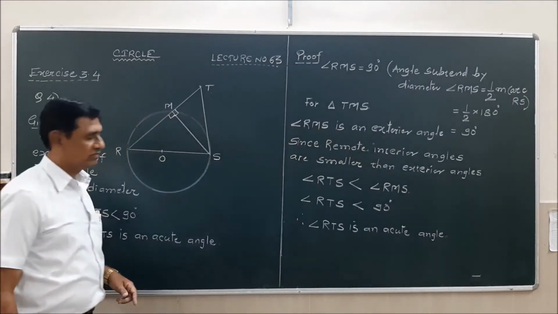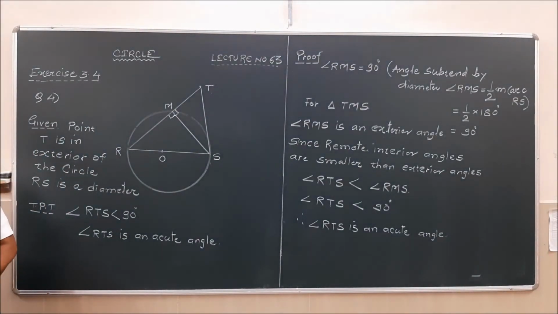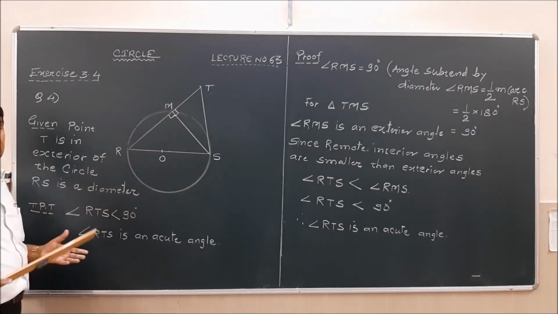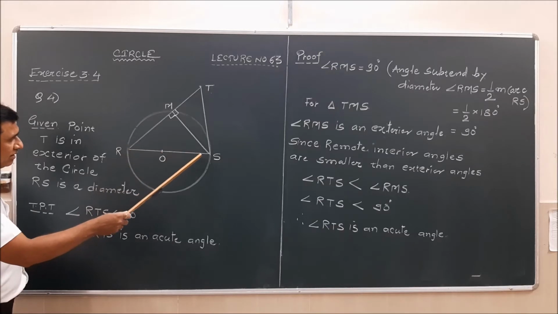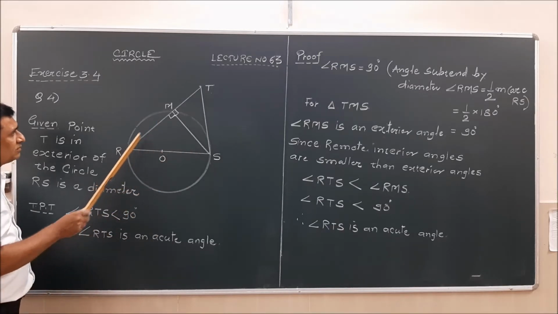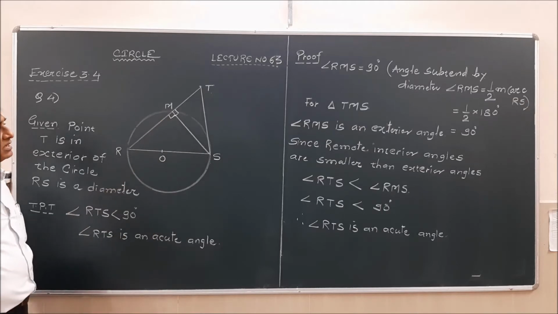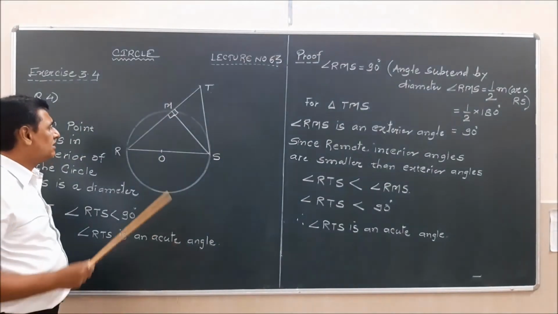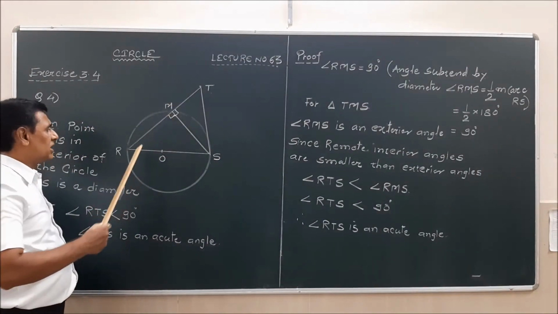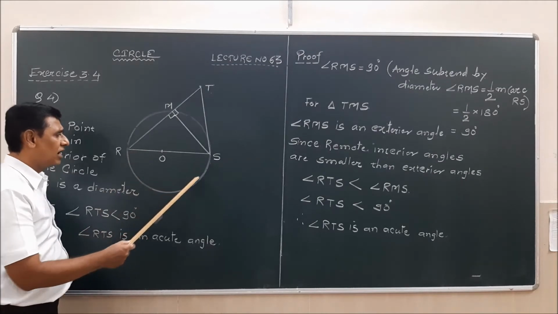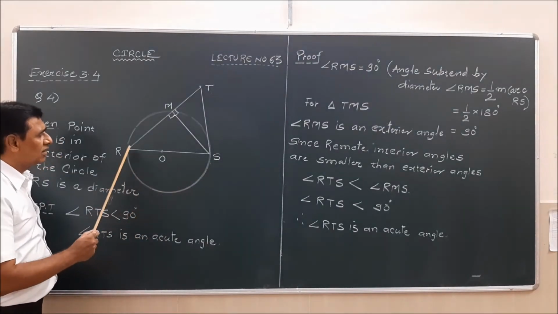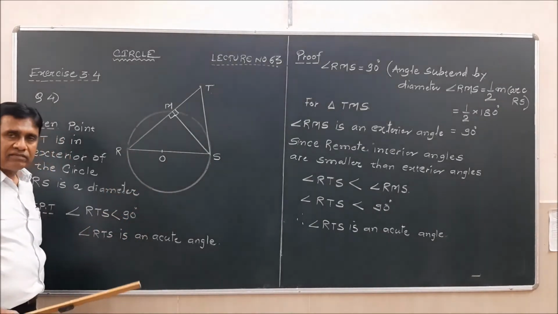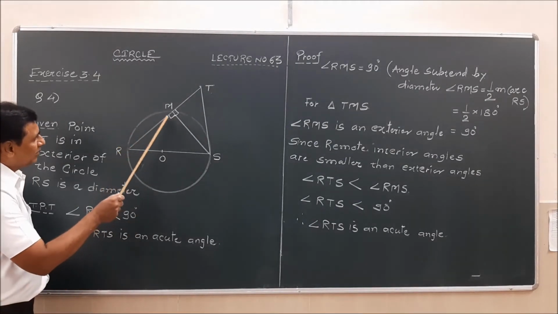Okay, let's have a quick review of this sum. Now you will find, dear students, this is a circle in which RS is a diameter, and the angle subtended by a diameter is always 90. So angle RMS is 90. Why is it 90? Because it's an inscribed angle, and its measure is equal to half of arc RS. But RS is a semicircle because RS is a diameter, and therefore half of 180 will give us 90. So you will be getting RMS as 90.